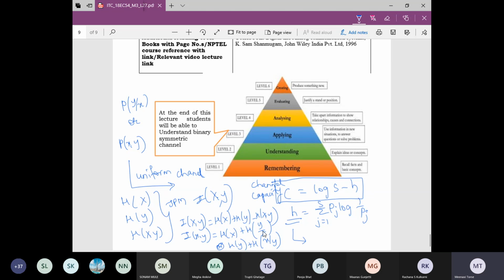And the channel capacity of a binary symmetric or uniform channel can be computed as log of S minus H. S represents the number of output symbols and H is nothing but entropy. And how do we compute this entropy? Consider the elements of the channel matrix, that is the first row elements, because all the subsequent rows will anyway have the same elements.